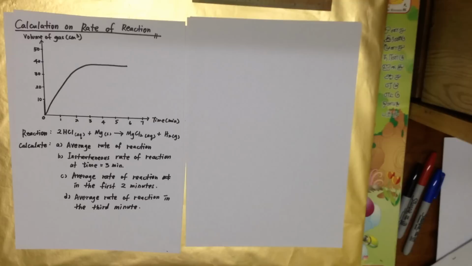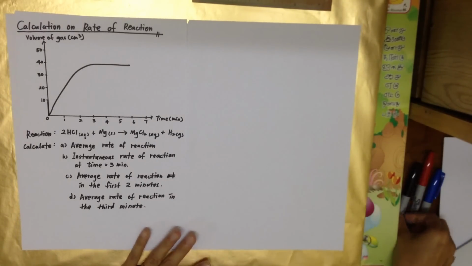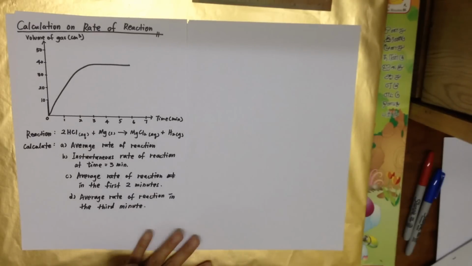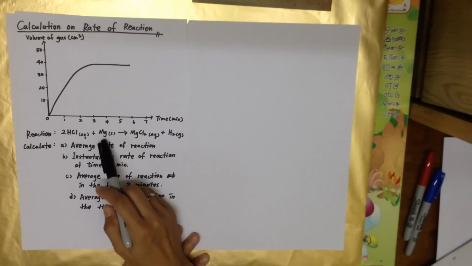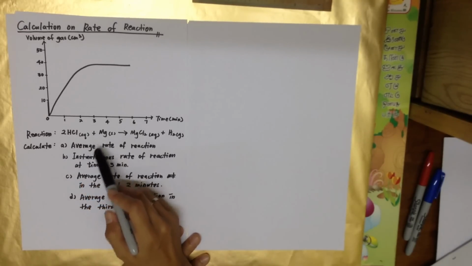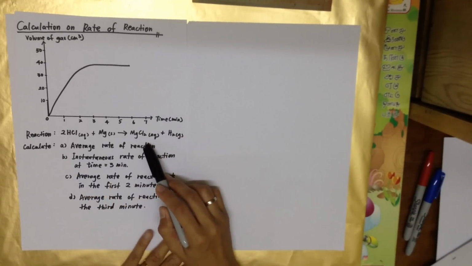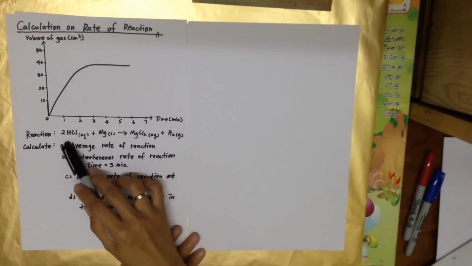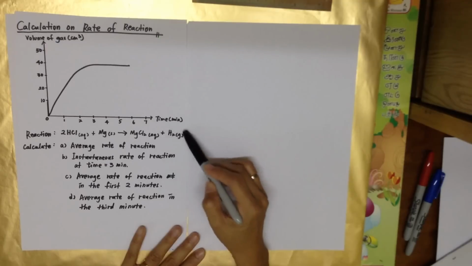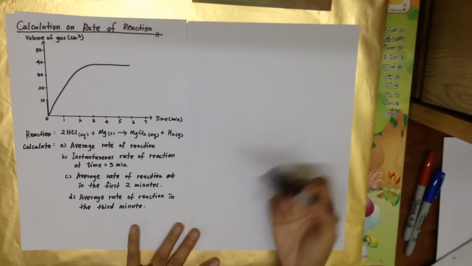Calculation on rate of reaction is typically following a reaction condition. For example, in this particular example, we have a chemical reaction involving a reactive metal and acid. When the hydrochloric acid is reacting with magnesium, magnesium chloride is formed as product, and also the hydrogen gas. From the reactants and the products, the volume of hydrogen gas evolved is studied with the increasing of time.